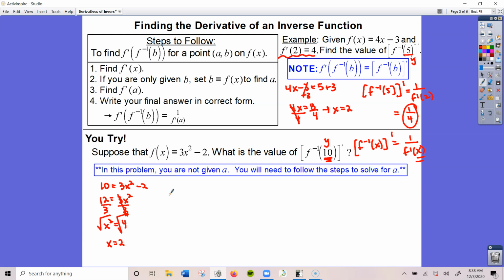So that means that f inverse of 10 prime is equal to 1 over f prime of 2. So now what I have to do is find f prime of x, which is equal to 6x, and f prime of 2 is equal to 12.